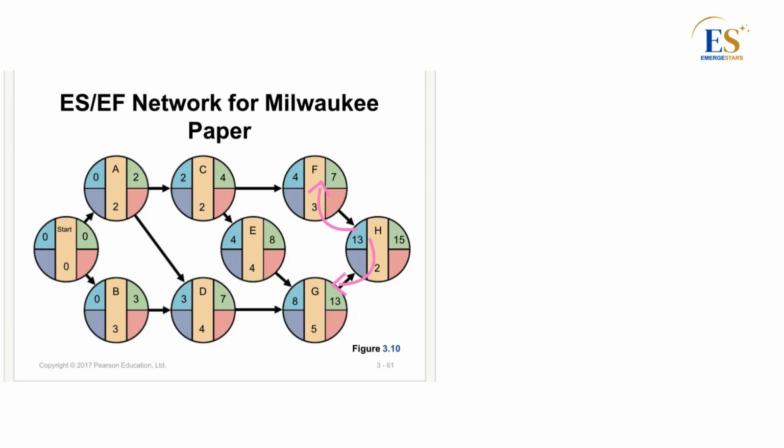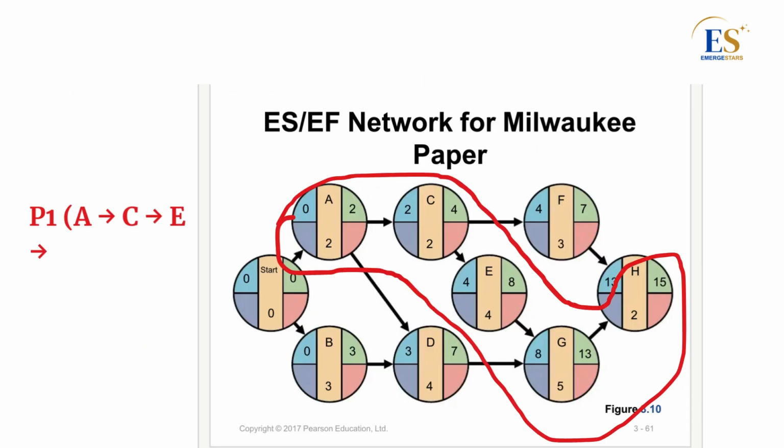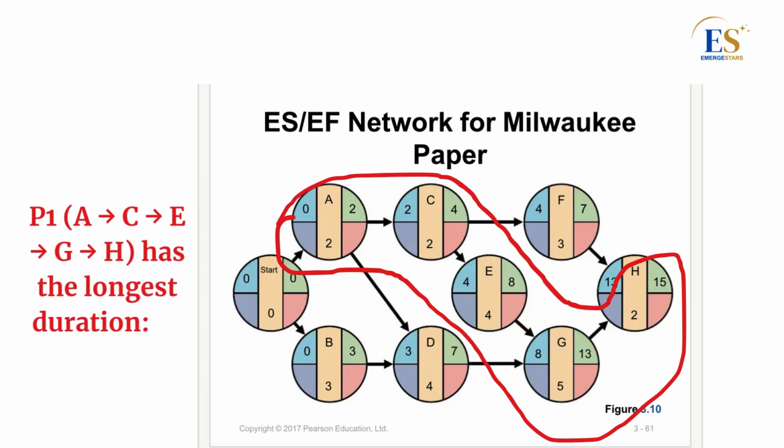Now, A, C, E, G, and H together form the sequence ACEGH. This is the longest path through the network, with a total duration of 15 weeks. Any delay in these activities will delay the entire project. So the critical path is based on time relationships and dependencies, meaning which activities depend on which others and how long they take. Why does the critical path matter?